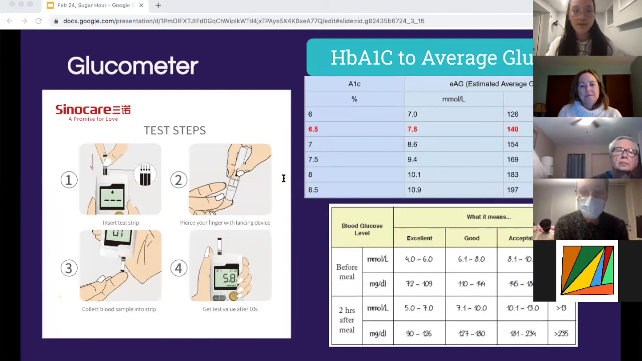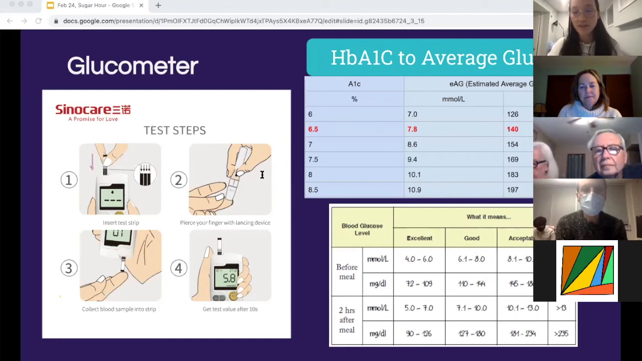So with the glucometer or a capillary blood glucose test, it's the one where you prick your finger and you get a blood sample. I have the image here on the left where you insert the test strip, you collect the sample and you get a value from your machine. It's really easy to use. It's on the cheaper end, and I'll talk about costs on the next slide. But when you do this test, there's a couple things to keep in mind.